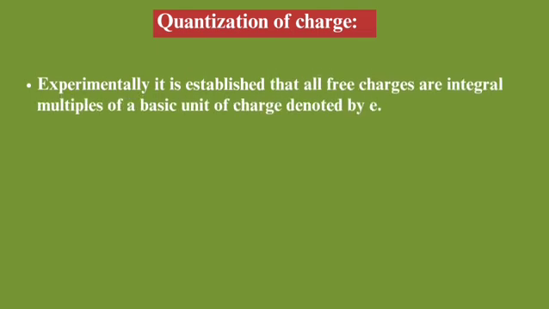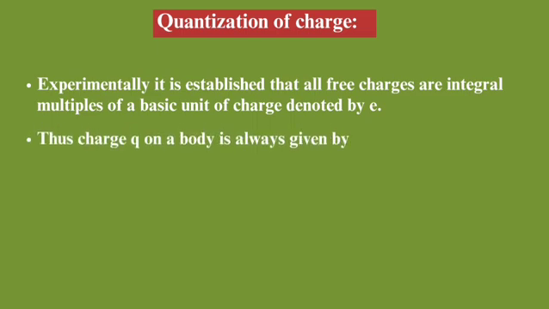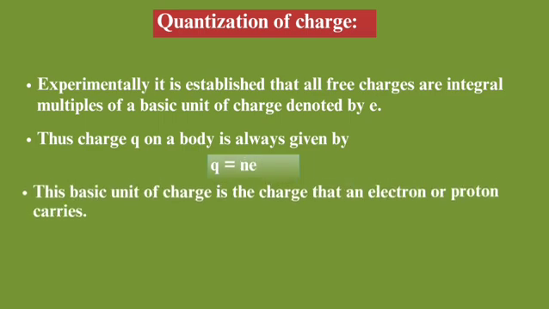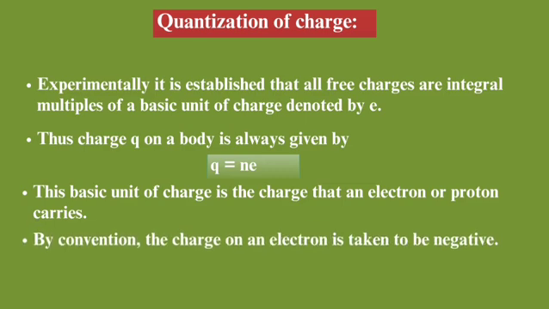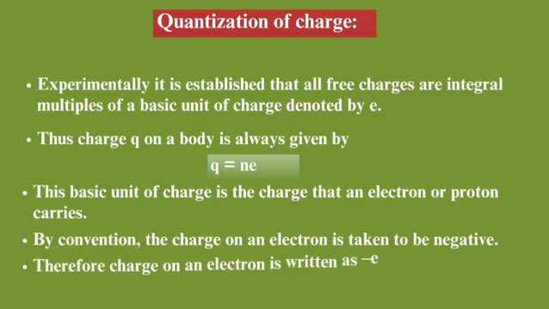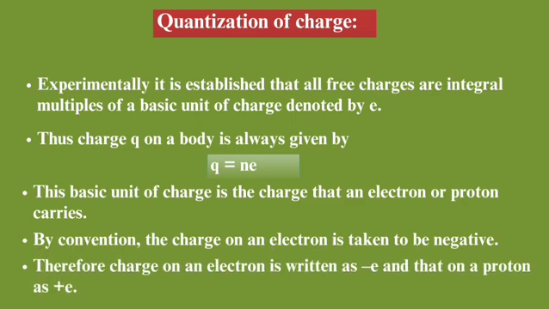Quantization of charge. Experimentally, it is established that all free charges are integral multiples of a basic unit of charge denoted by e. Thus, charge Q on a body is always given by Q equals ne. This basic unit of charge is the charge that an electron or proton carries. By convention, the charge on an electron is taken to be negative. Therefore, charge on an electron is written as minus e and that on a proton as plus e.